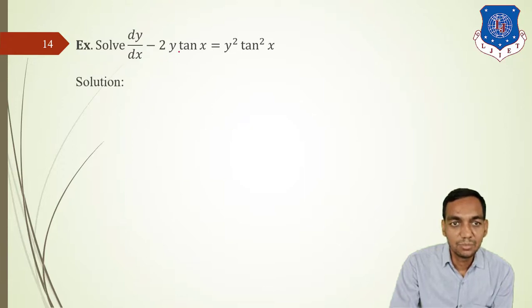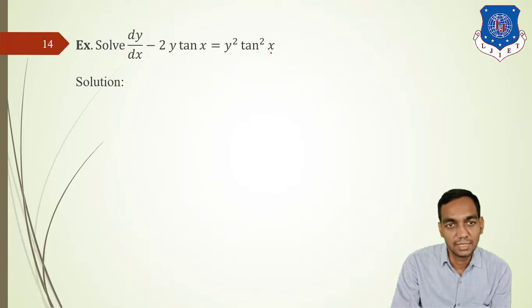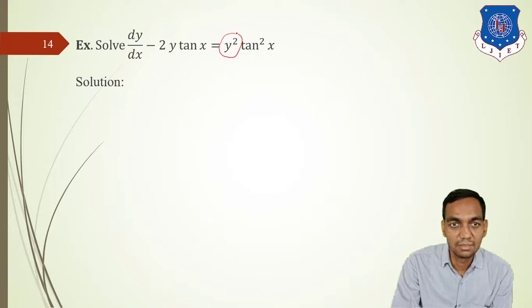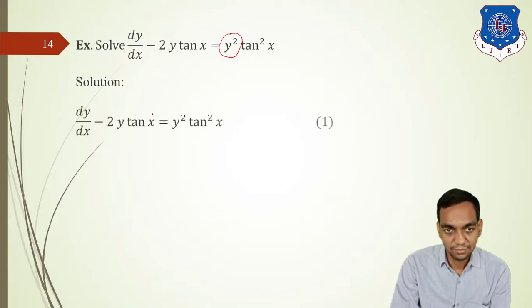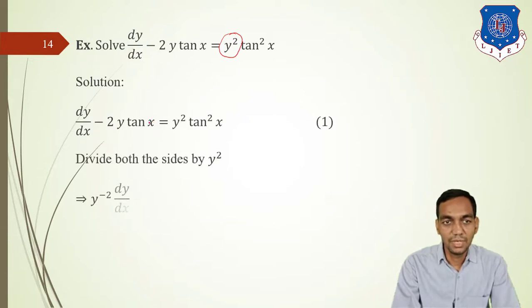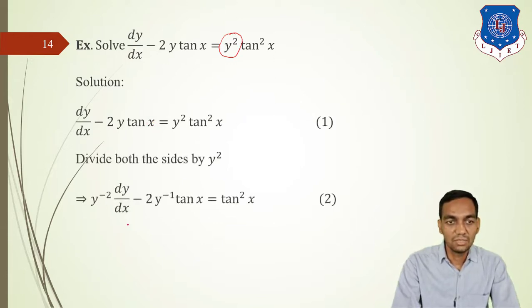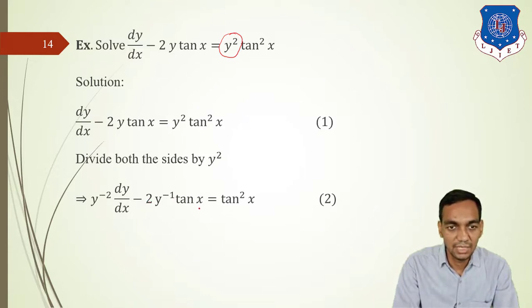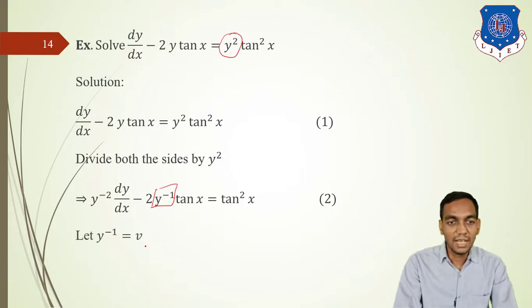dy by dx minus 2y tan x is equal to y square tan square x. Now see, here the power of y is extra. Correct? So, dividing with y square. If you are dividing equation 1 with y square, then you will have y raised to minus 2 dy by dx minus 2 into y inverse tan x is equal to tan square x. Here you have to assume y inverse is equal to v. So let y inverse is equal to v.